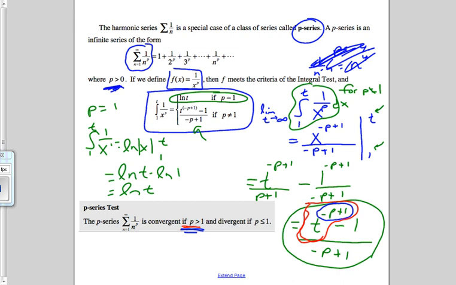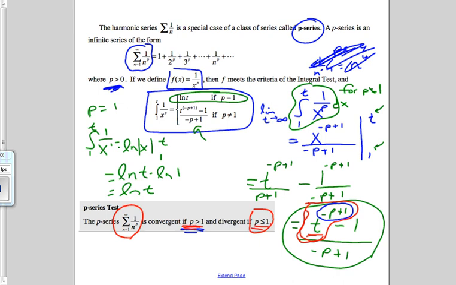If p is less than or equal to 1, then t will remain essentially in the numerator. If p was equal to 1, then we just have t minus 1, and as t gets close to infinity, the whole thing does. So the p-series test, if you have anything following something like this, we know it's going to be convergent as long as p is greater than 1, divergent if it's less than or equal to 1.